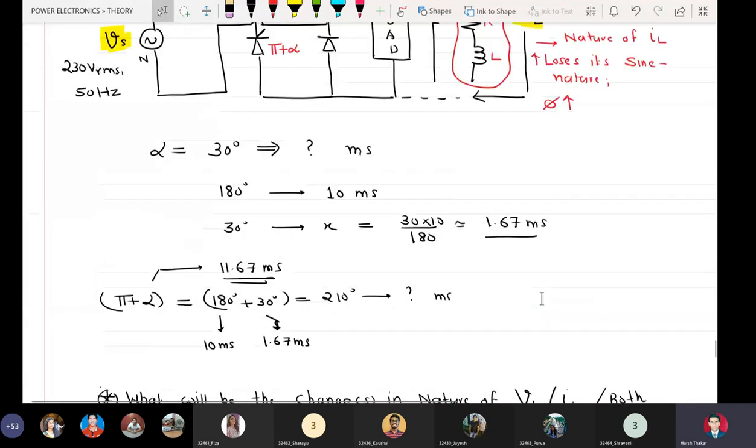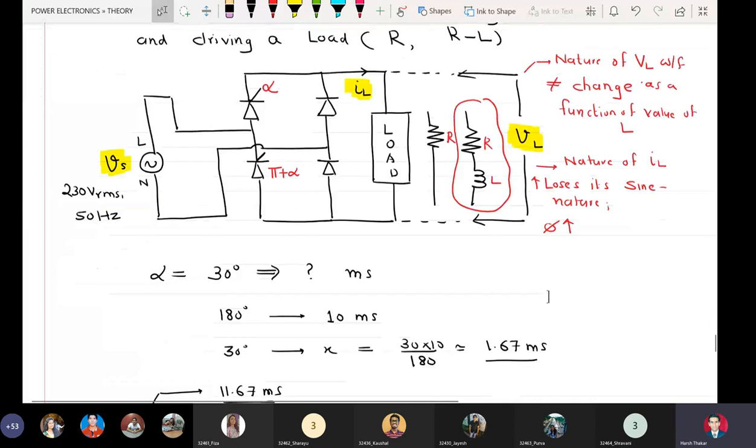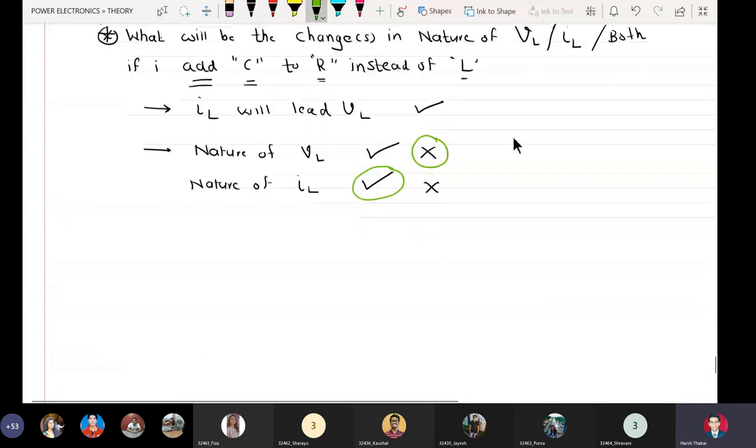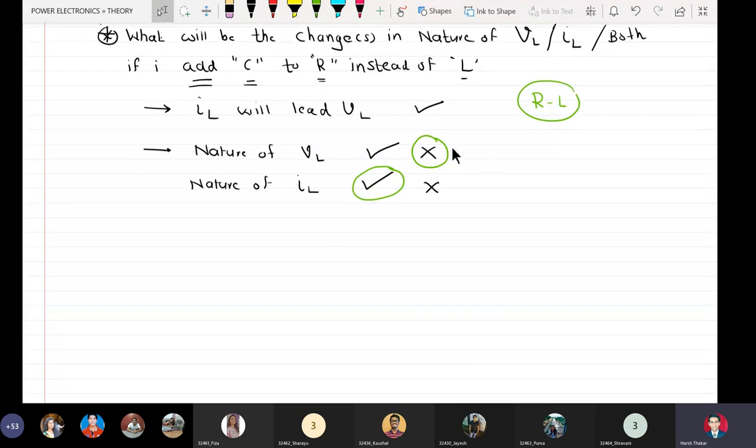Now see, in the previous case, with inductive load, the nature of VL did not change. With RL load, your VL did not change, but IL changed. Then what is the difference between capacitor and inductor? According to your answers, there is no difference in the way a capacitor and inductor operate. Is this a fact? Are inductor and capacitor the same in their functionality? Are they the same?